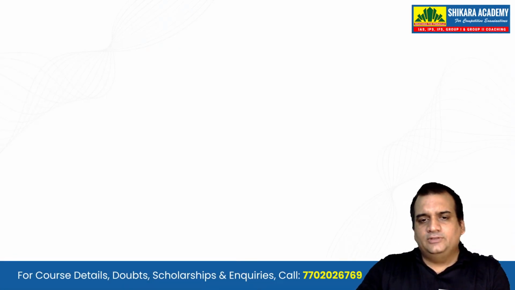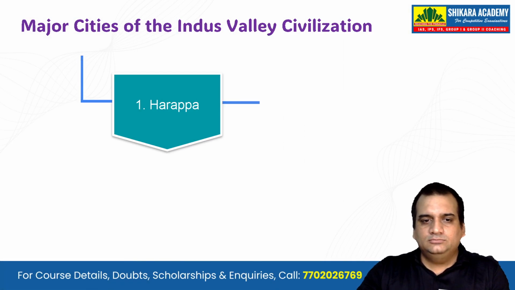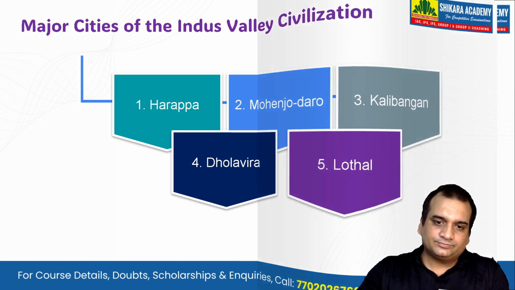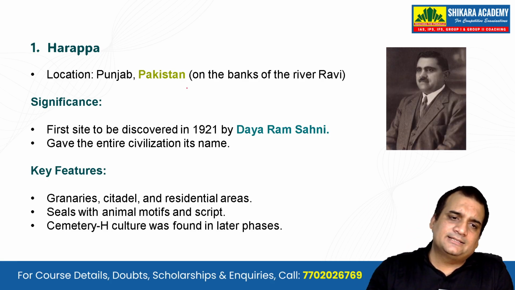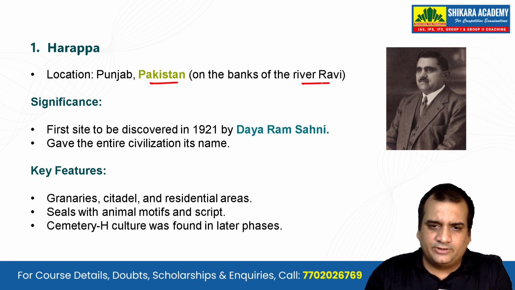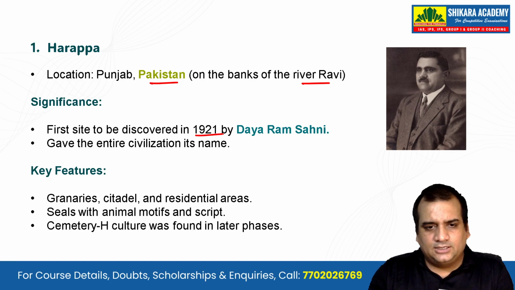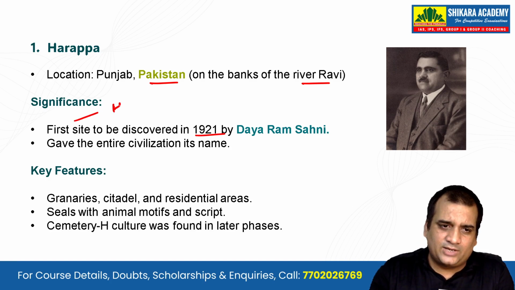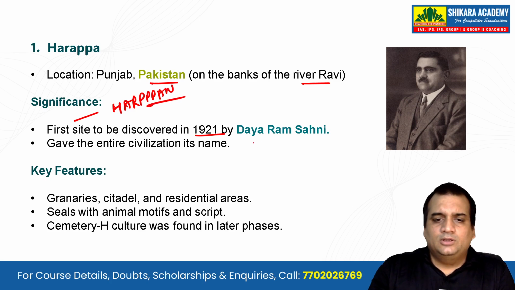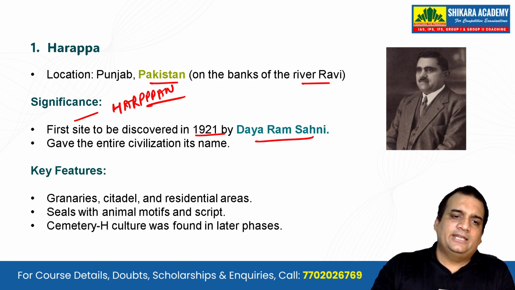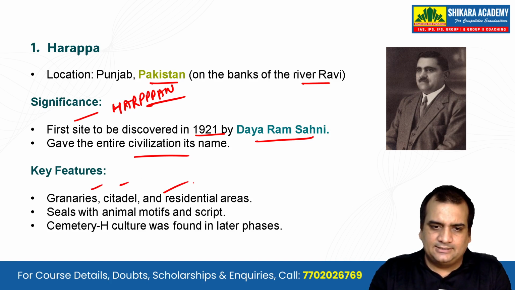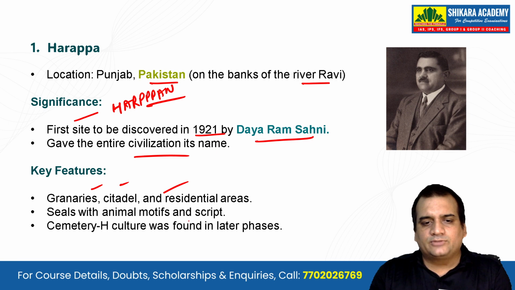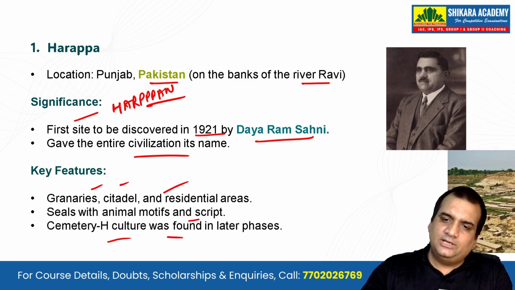Okay, along with that guys, one more important thing related to these seals we'll discuss. But let's see some of the part of Harappa. Harappa, guys, is in modern day Pakistan on the banks of river Ravi. First site obviously we have discussed, that's why it was the first site, that's why we called Indus Valley civilization as Harappan civilization also. Dayaram Sahni was an individual and gave the entire civilization its name. The key features were the granaries, the citadel and the residential areas. Seals with animal motifs and script; cemetery as sculpture was found in later phases.